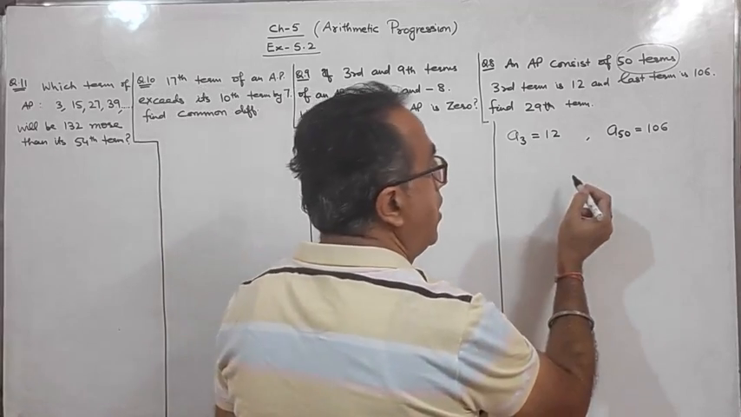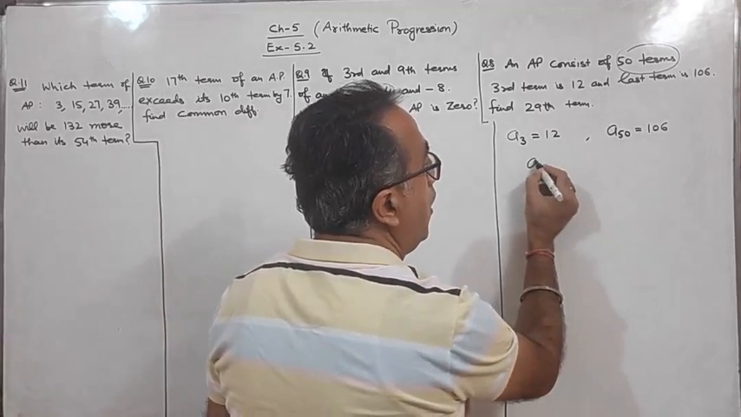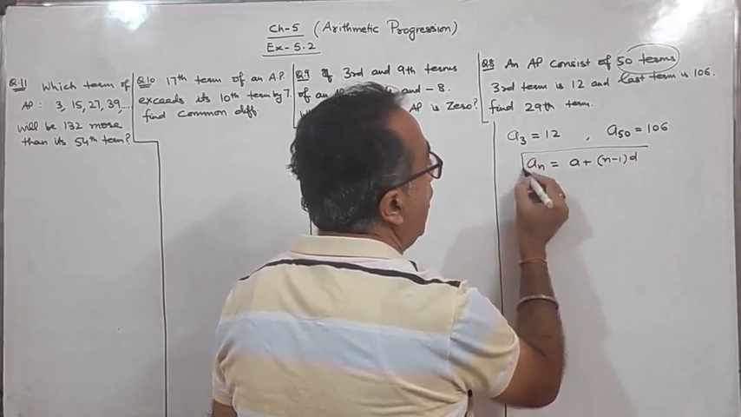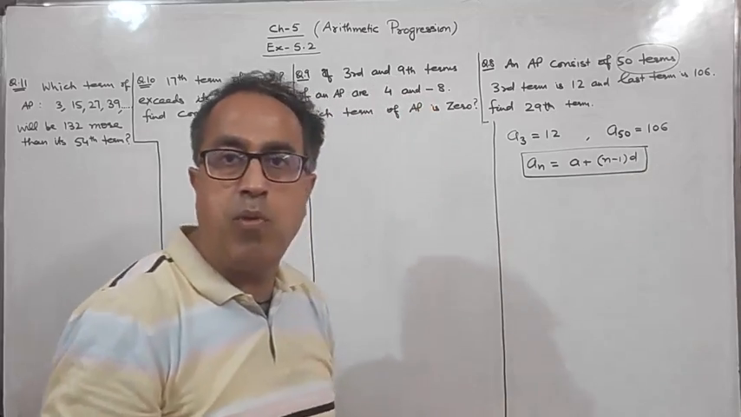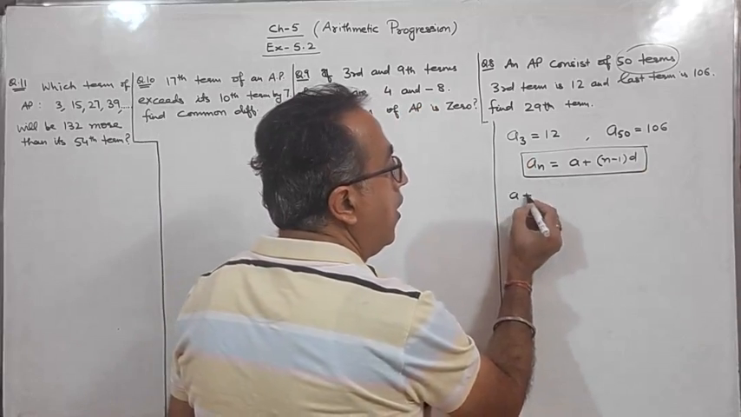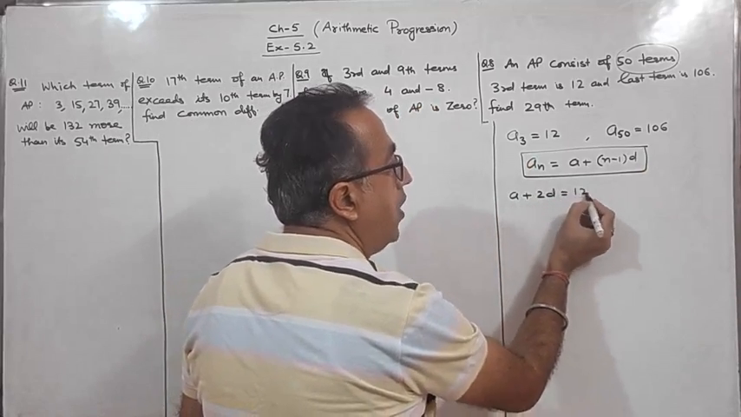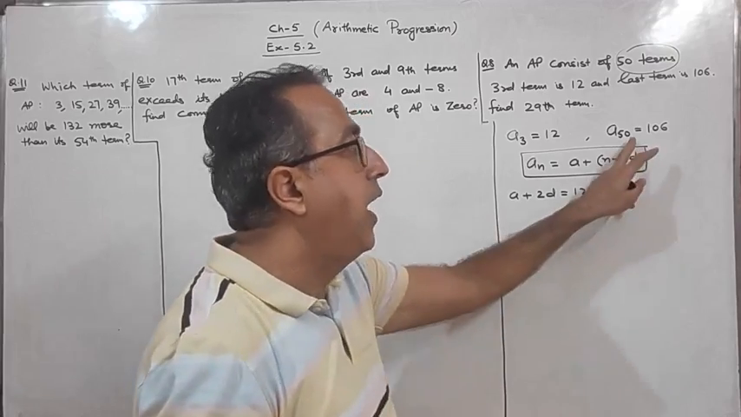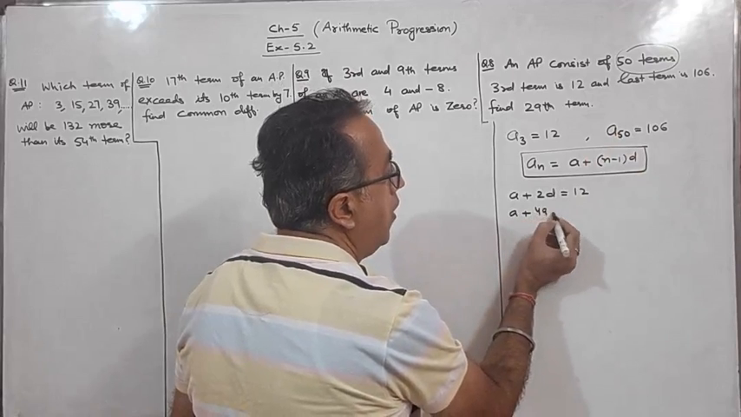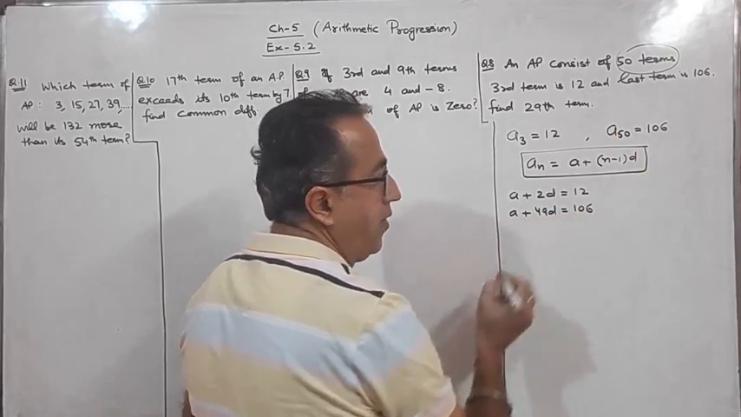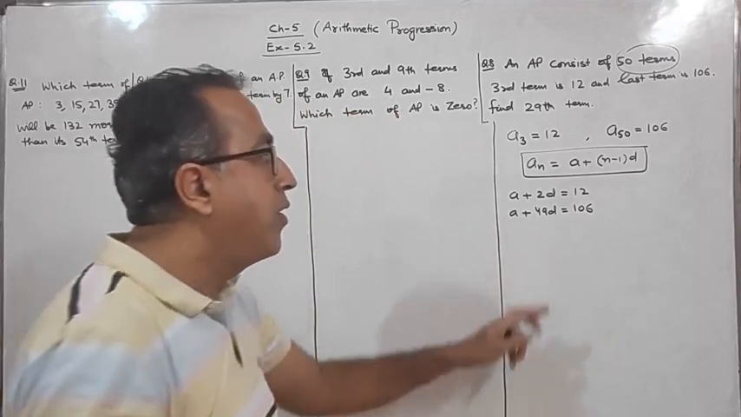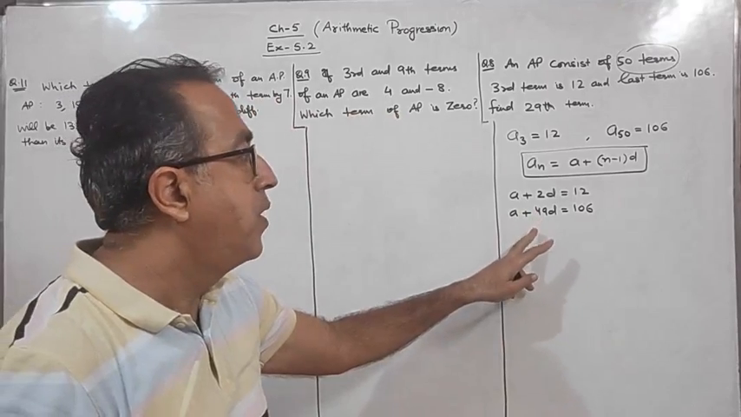Now the general term of an AP is an equals a plus (n minus 1) into d. By using this formula, for the third term, a3: a plus 2d equals 12, and for the 50th term: a plus 49d equals 106. So now we solve these equations for a and d.